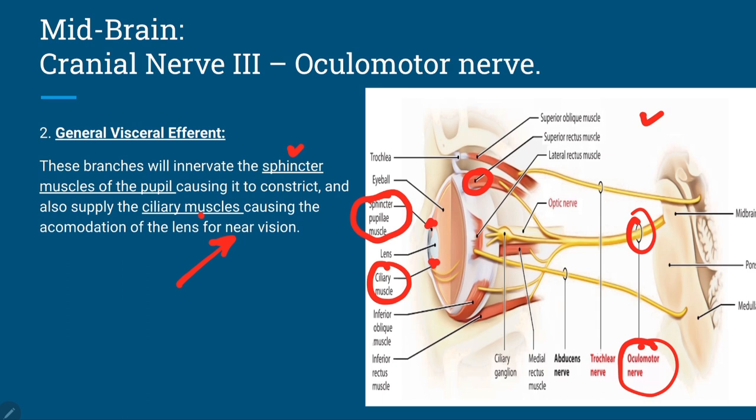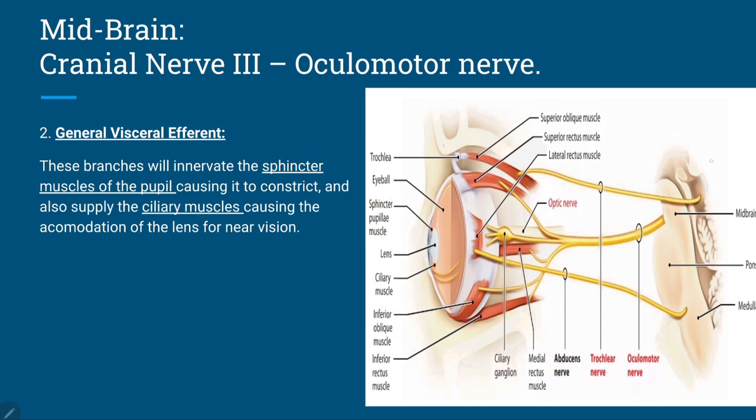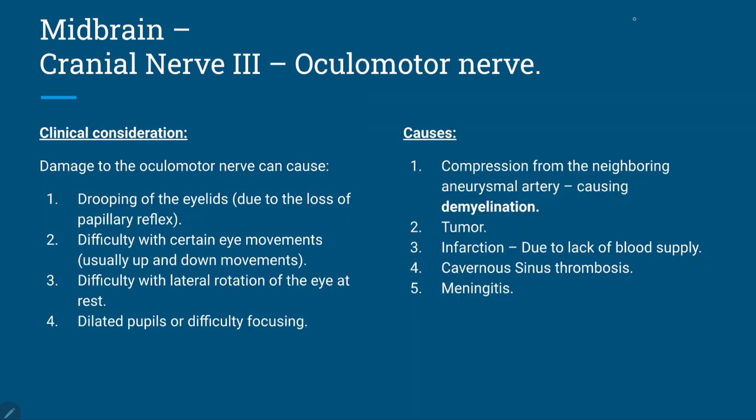Then we have the inferior oblique muscle and inferior rectus muscle that are also being supplied, including the medial rectus muscle, which is supplied by the oculomotor nerve. In this slide, we're going to look at the general clinical considerations. What pathologies or damage to the oculomotor nerve can cause?